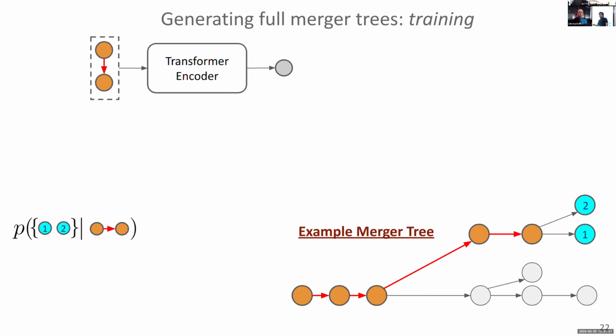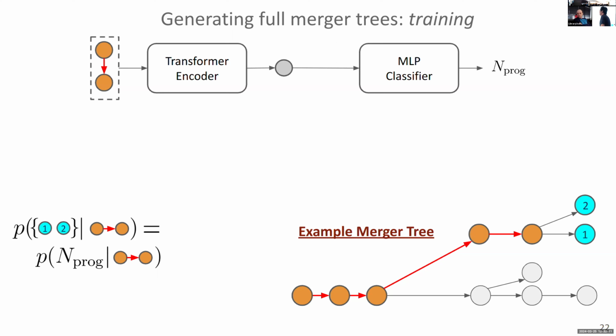So you can either use a recurrent neural network, or you can go a little bit beyond and use a transformer encoder. With the transformer architectures, you extract some kind of features. With these features, you can just put them into an MLP classifier to model the number of progenitors here. So in a sense, you model this distribution as a conditioned Bernoulli distribution.